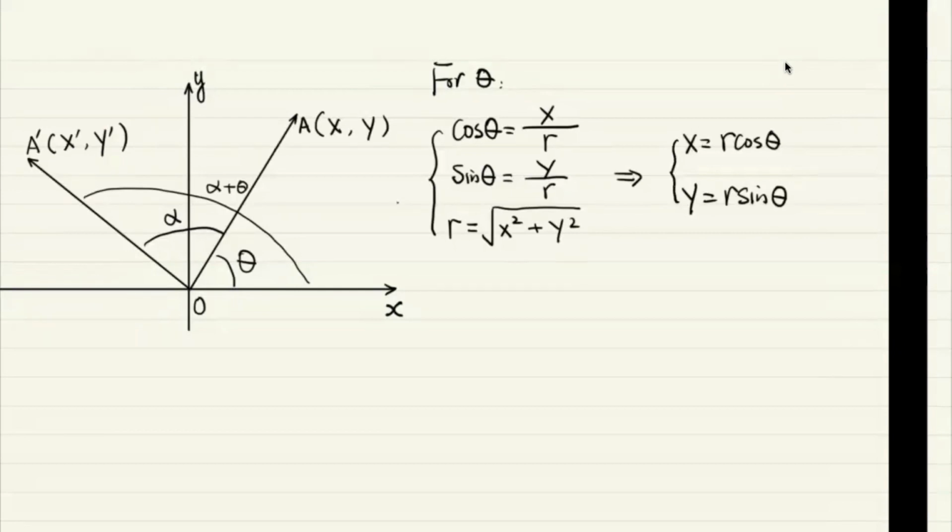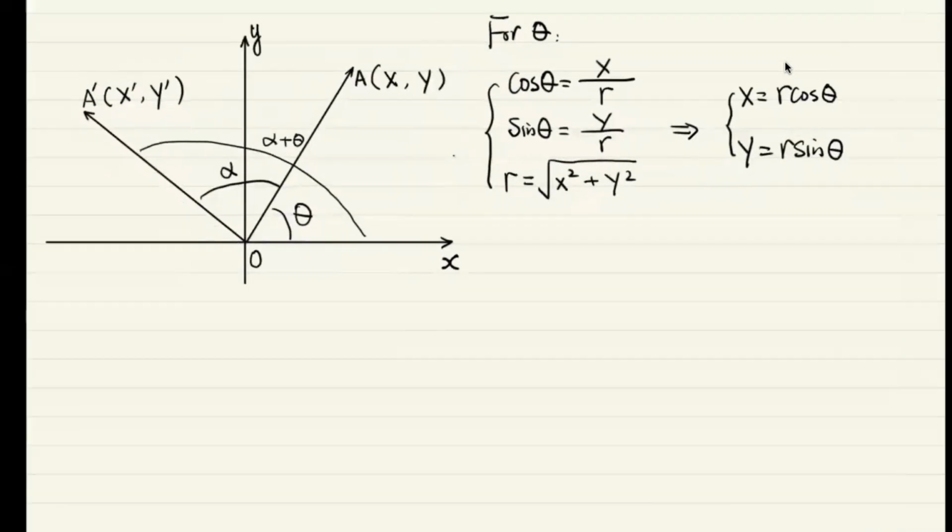So what these results tell us is that you have another way to express the position of A. Normally you would use the XY pair to denote the position of A. But what you notice here is that you can also use R, the length of OA, and theta, the angle between OA and the positive x-axis, to alternatively express the position of A.